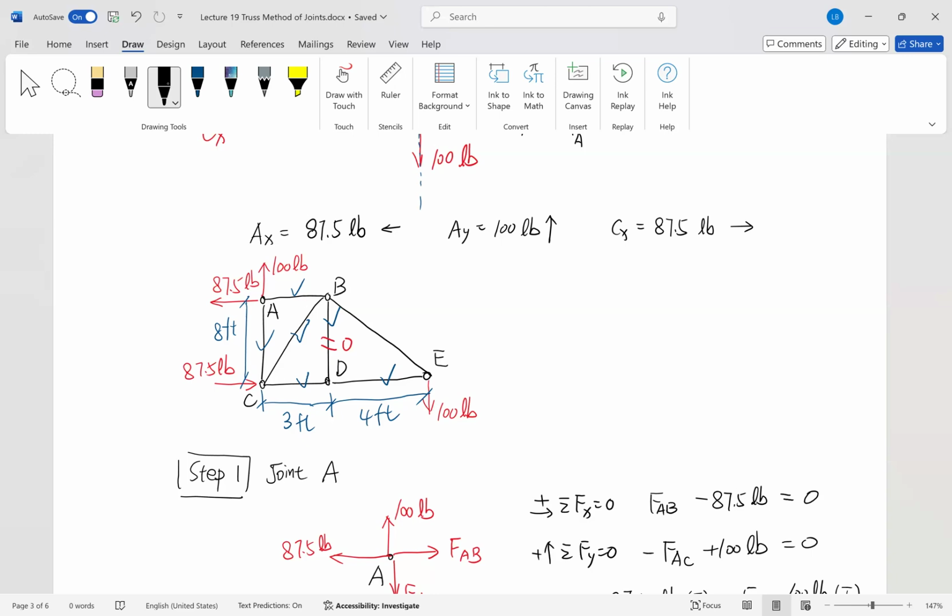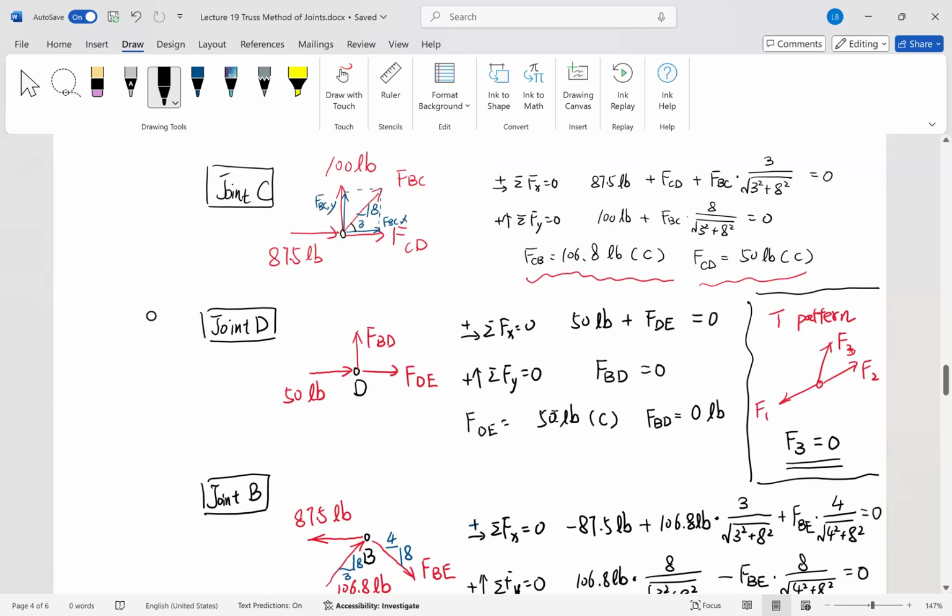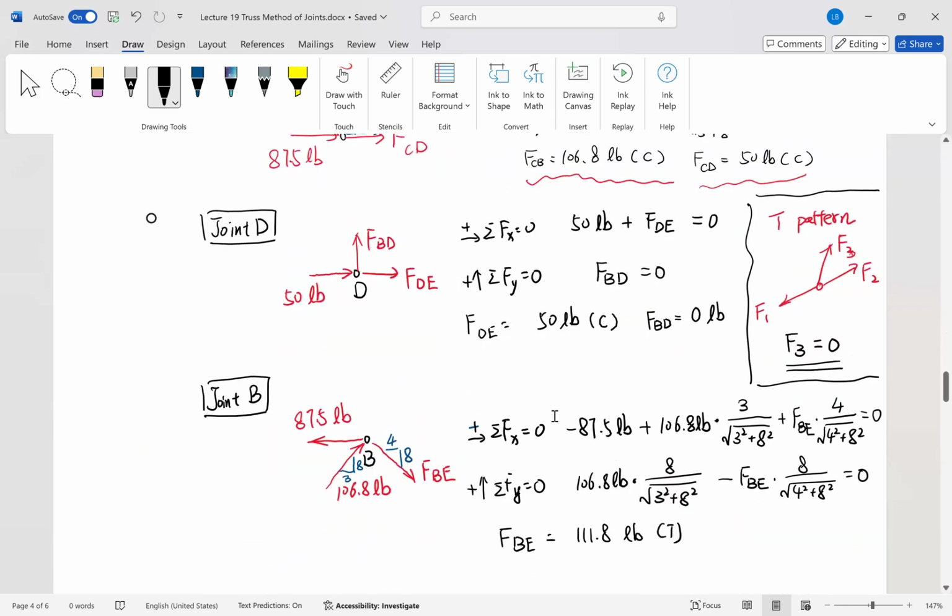Okay, that is the rule. So based on the rule, you can see which of the joints you can solve first, and after you solve that joint, there will be some more joints that you can solve because it reduces the number of unknowns here. Okay, so you are going to repeat the process for all the joints until you solve all the unknown member forces here.